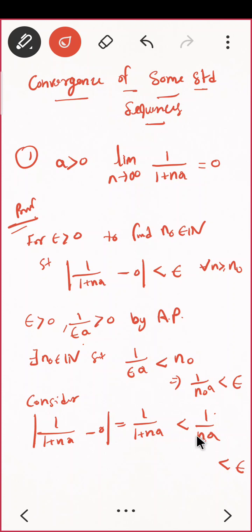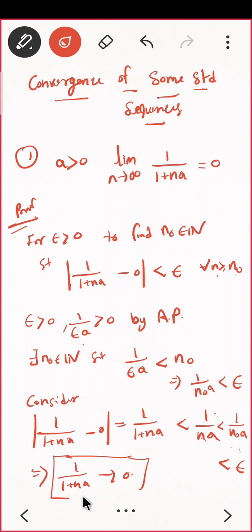Okay, so can you complete this now? Is 1 upon n less than 1 upon n naught? Why? Because we know that n is greater than or equal to n naught, so 1 upon n is less than or equal to 1 upon n naught. And this part is less than epsilon by the Archimedean property, which implies 1 upon 1 plus n goes to 0. Hence proved.